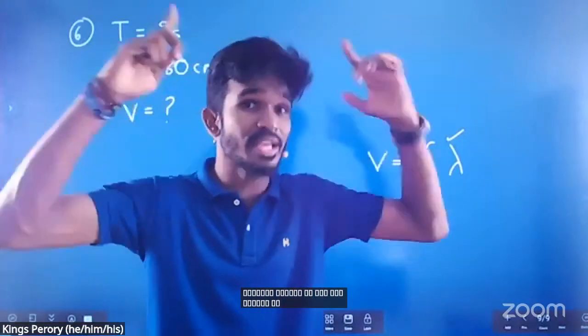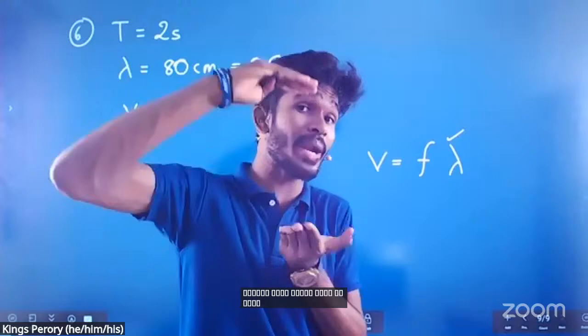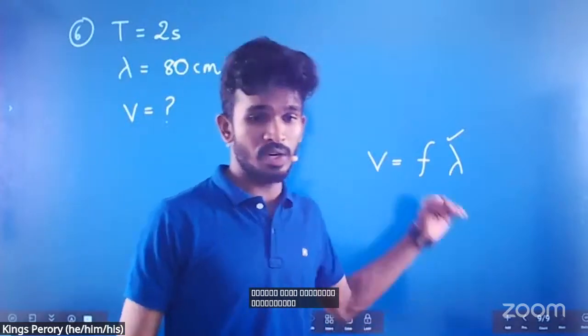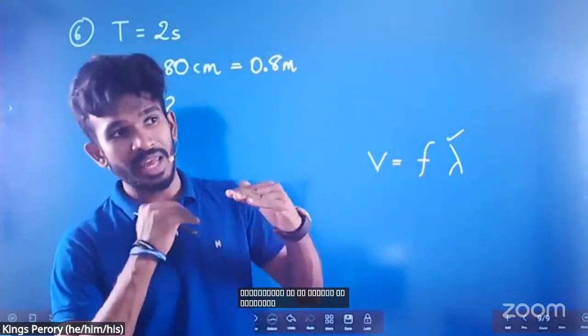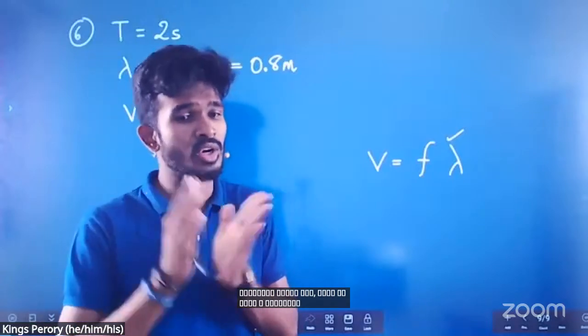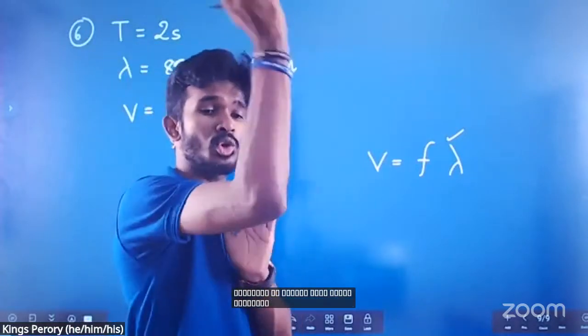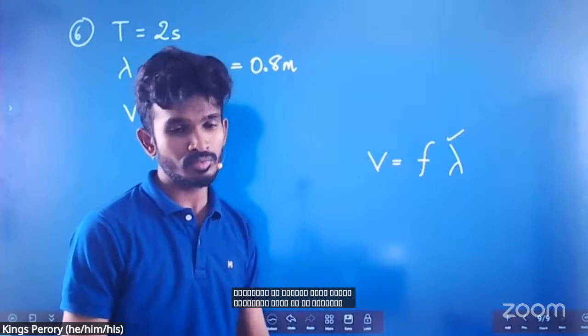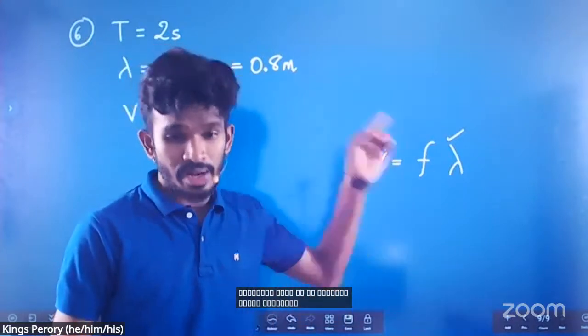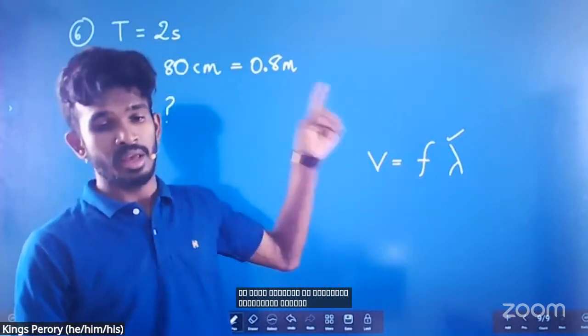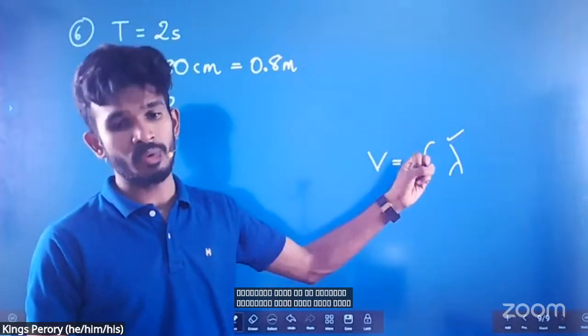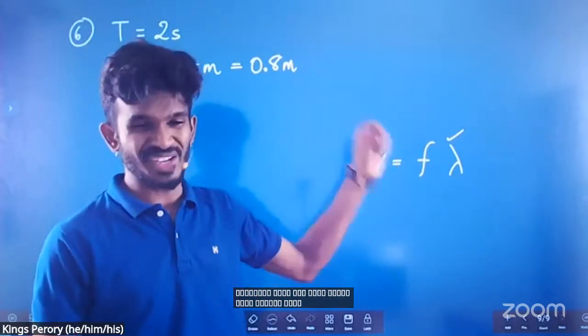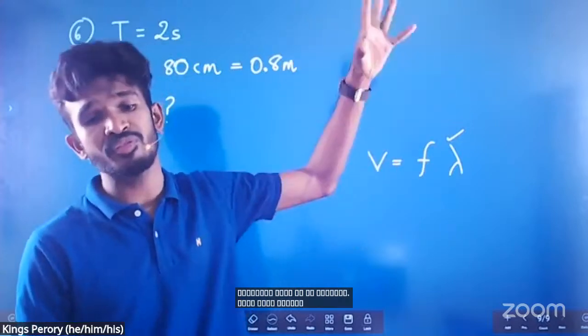That part you have to think. That's how you build your brain capacity. Slowly you build your brain such that when you get a question, you think in different routes and find out what is to be found to solve this. V equals f lambda. Lambda is directly given. F is not given. So your first job is to find the frequency.